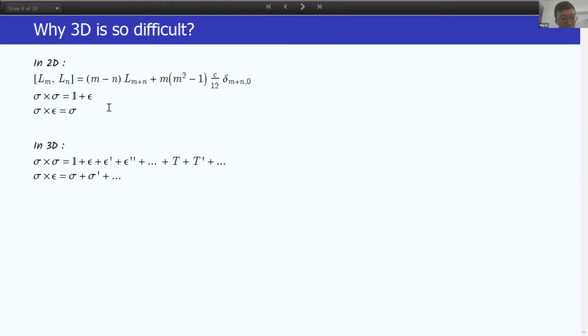But in three dimensions, the Virasoro symmetry is broken. Therefore, the fields cannot be organized into Virasoro representations. The consequence is that in the fusion rule, there will be an infinite number of conformal primaries appearing. So for example, in the sigma OPE, there are an infinite number of terms. So it cannot be solved algebraically.